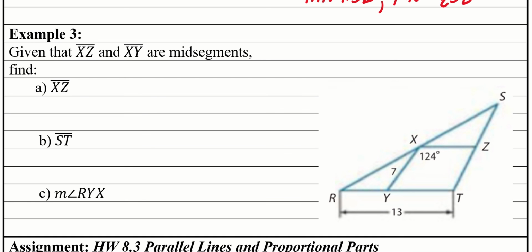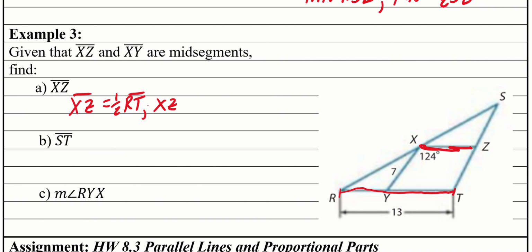So first off, if I want to find XZ, let's look at this here. It is a midsegment, and if I want to find the actual length of it, remember we said it's going to be half the length of the side that it's parallel to. In this case, the side that it has to be parallel to is RT. So I would say XZ is 1/2 of RT.